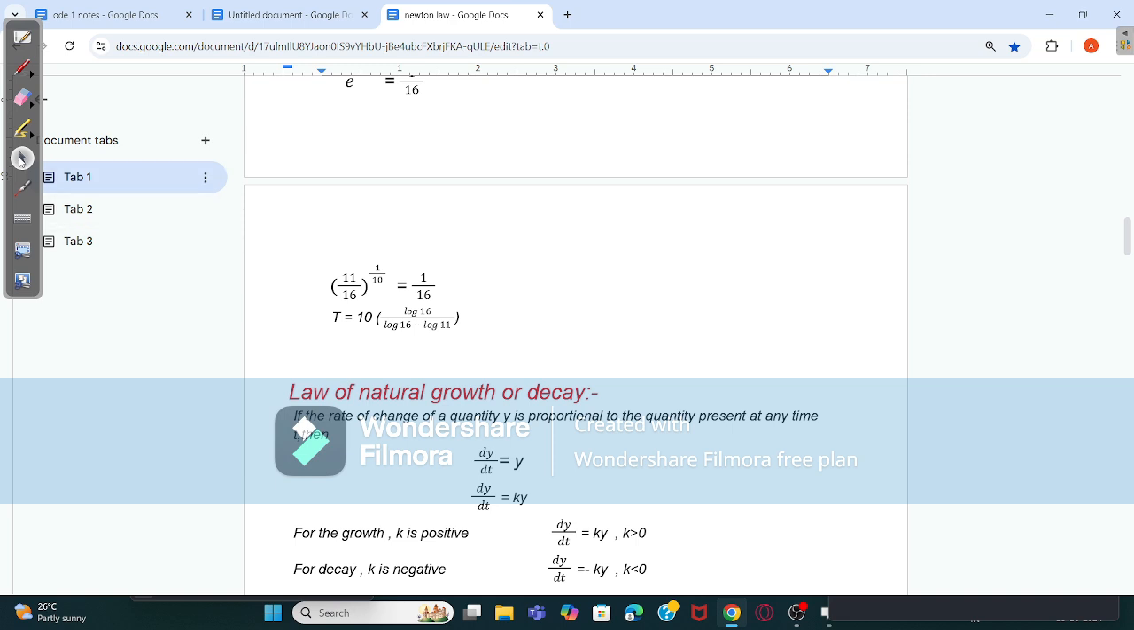Now in the place of e power minus kt, we take (11 by 16) whole power 1 by 10 is equal to 1 by 16. So what is the value of t? t is equal to 10 log 16 by (log 16 minus log 11). When you remove e, this value becomes log. So t is 10 log 16 by (log 16 minus log 11).